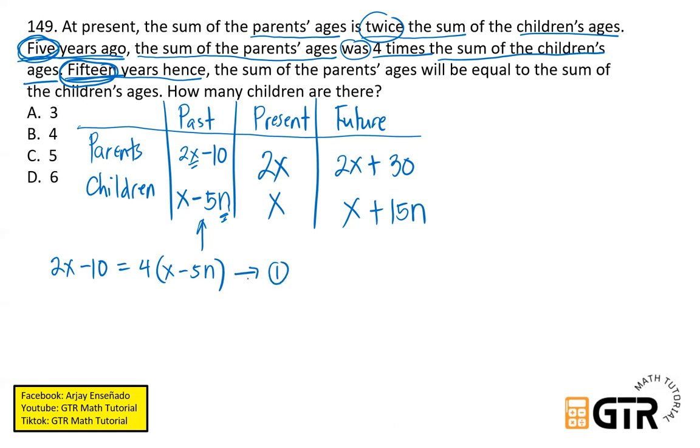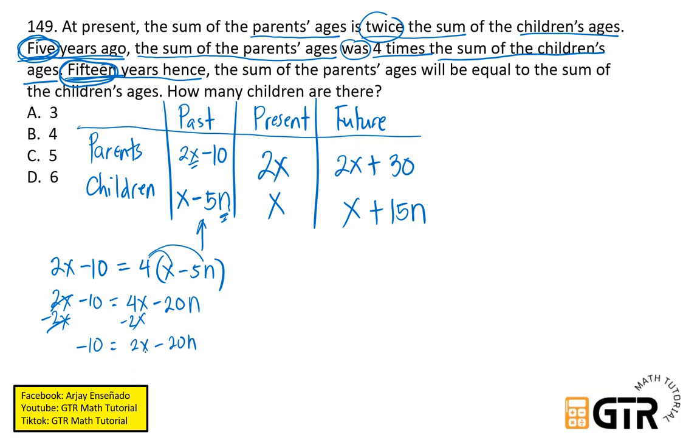Isi-simplify pa natin ito. Wag na muna natin lagyan equation 1. So simplify natin. So distribute lang natin ito. So we have 2x minus 10 equals 4 times x, we have 4x minus 4 times negative 5n. So we have negative 20n. So let's simplify. Pagsamahin natin yung x dito. So subtract tayo ng 2x to both sides. So we have negative 10 equals 4x minus 2x, we have 2x minus 20n.